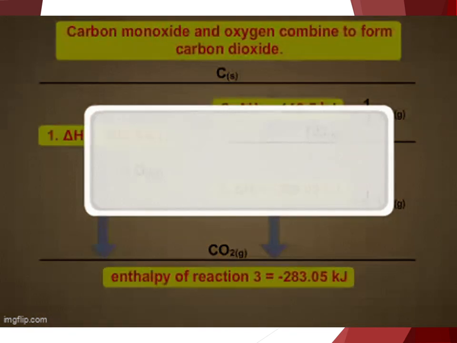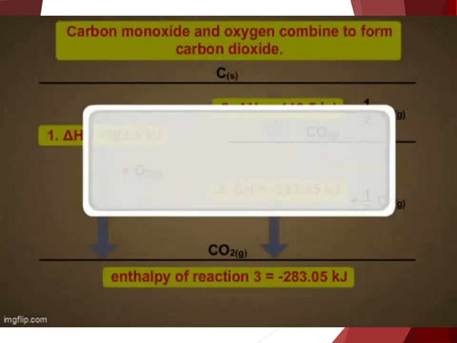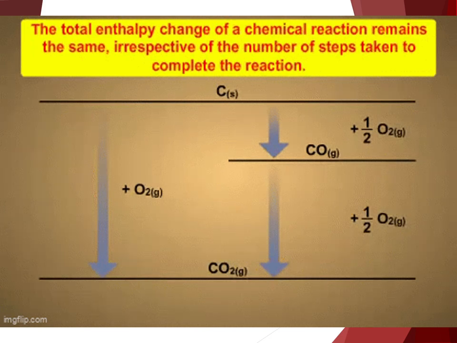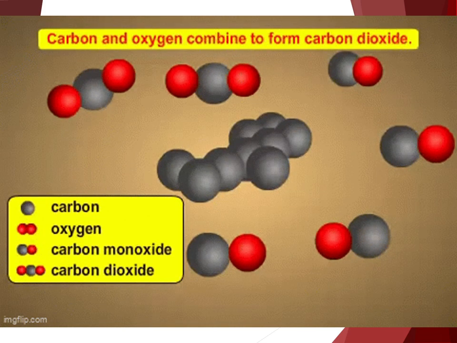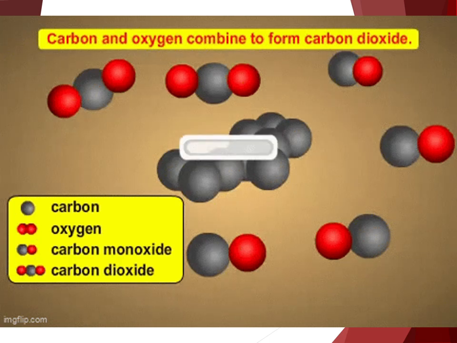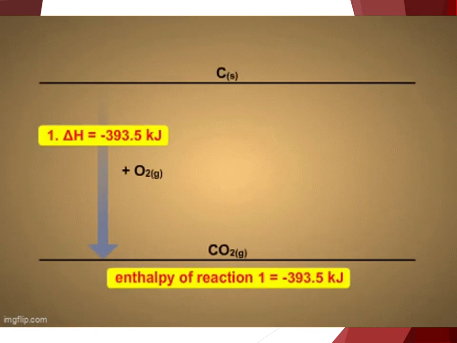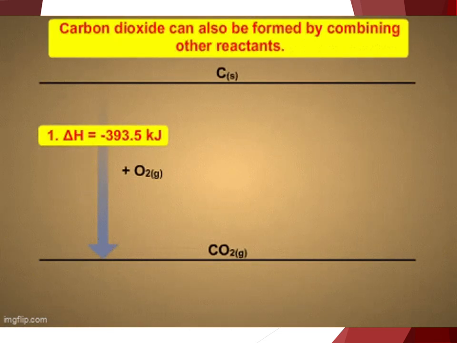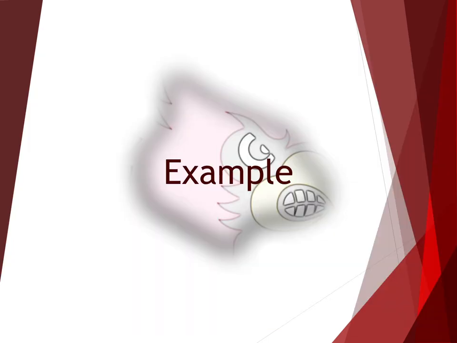When combining equations, which is what we will do using Hess's law, keep in mind the following points. If you reverse an equation, change the sign of the enthalpy change from negative to positive or vice versa, from positive to negative. Also, if you multiply the coefficients in an equation, you must multiply the enthalpy change by the same factor. So keep those two things in mind. So let's look at an example.